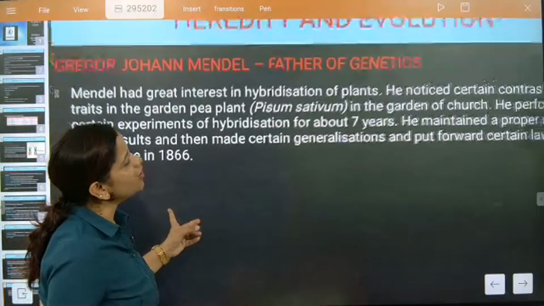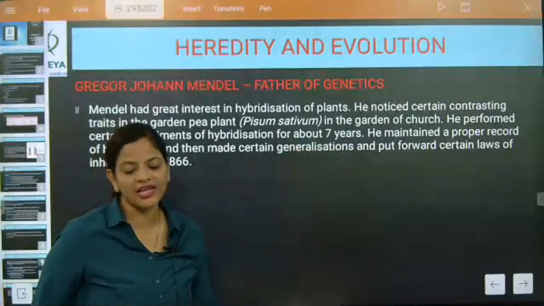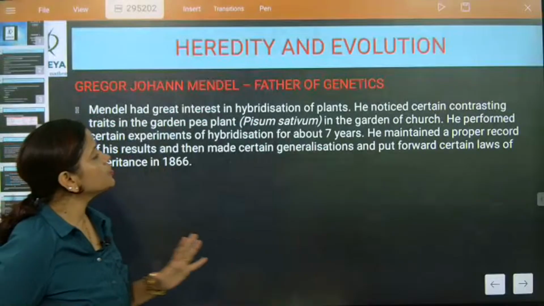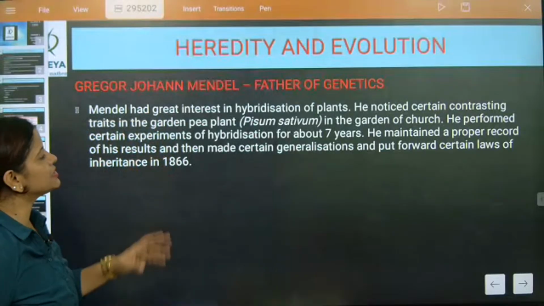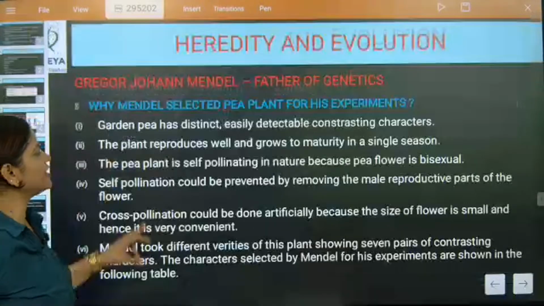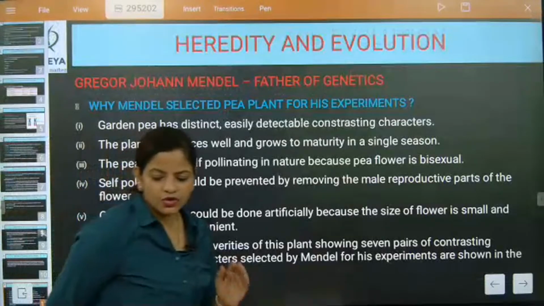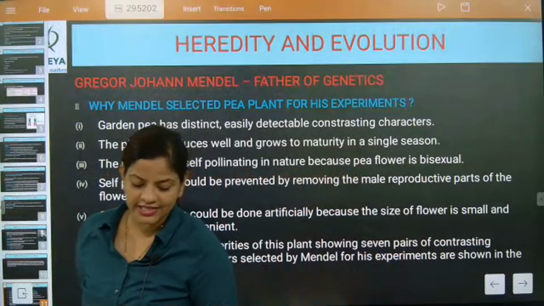In the garden of the church, he performed certain experiments of hybridization for about how many years? Seven years. So he maintained a proper record of his results and then made certain generalizations and put forward certain laws of inheritance in 1866.